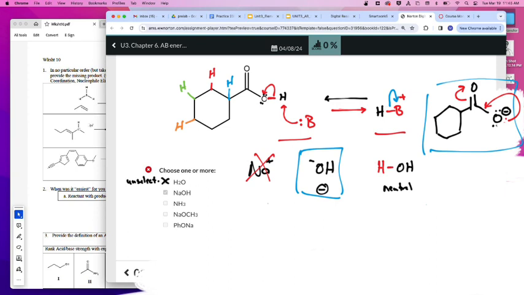When I go to the product, I don't care about the water. I care about the carboxylate, the negatively charged species. So our focus is hyper-focused onto that most reactive species all the way through. And what you have to do is quickly discern which one should be your focal point for each of those assessments. Kind of, sort of?